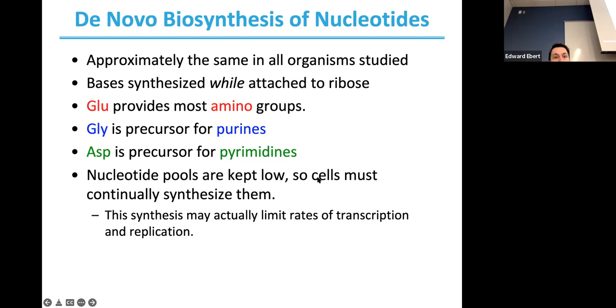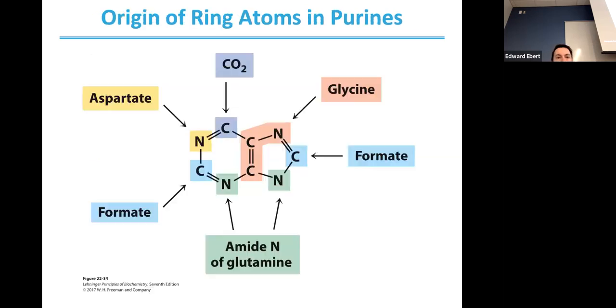Nucleotide pools are intentionally kept low, so cells have to continually synthesize them. This may actually end up being a form of regulatory control because you can limit the rates of transcription and replication, because you have to make nucleotides to do that. Otherwise, you'd get cells that are rapidly growing and dividing, or transcription just happening over and over again.